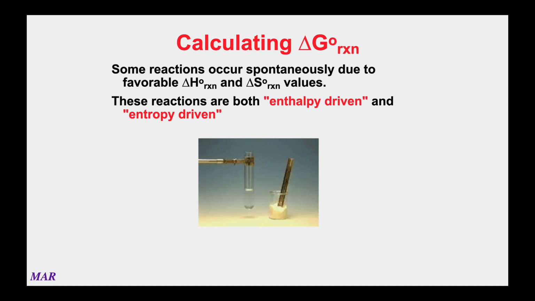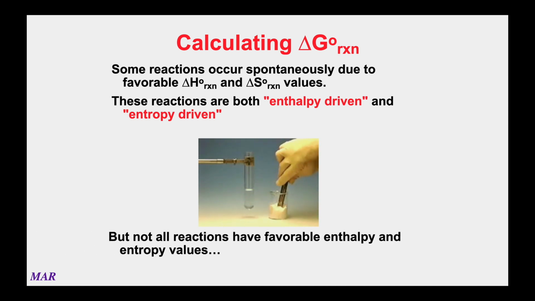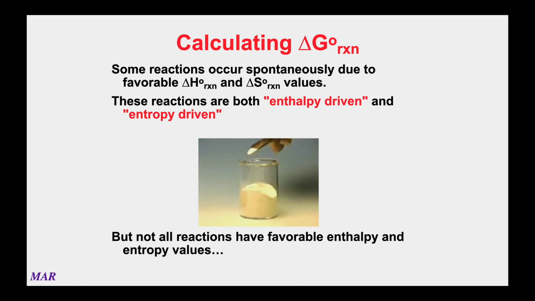Some reactions are both enthalpy-driven and entropy-driven. Some reactions are enthalpy or entropy-driven, and some reactions aren't driven by either one. It just depends on the conditions. But looking at the sign of delta H and the sign of delta S, you can tell what's up. When we pour sodium carbonate into hydrochloric acid, it dissolves rapidly to produce aqueous sodium chloride and gaseous carbon dioxide. In this case, entropy increases, and the reaction is energetically favored to occur. It is both enthalpy and entropy driven.